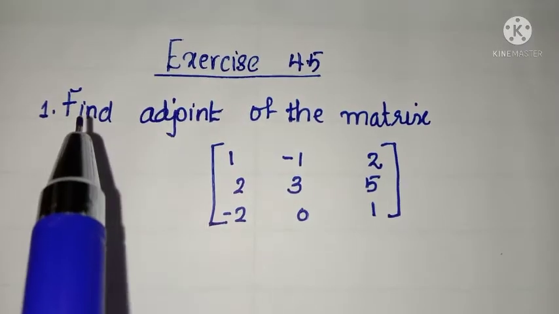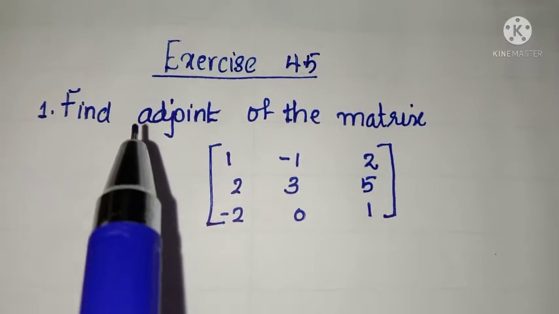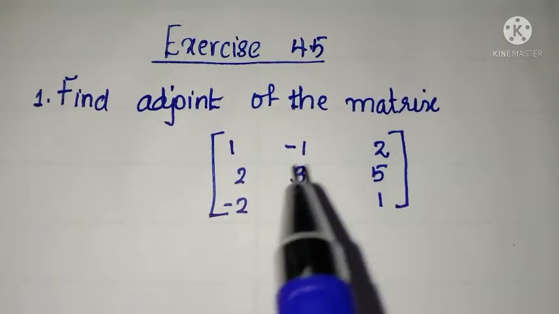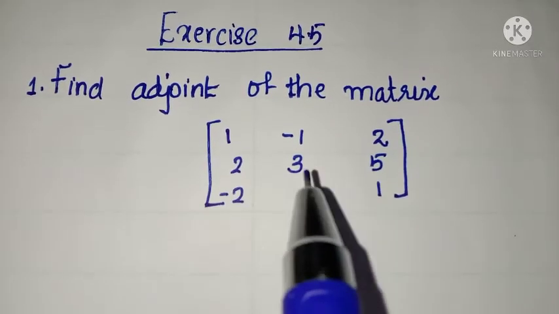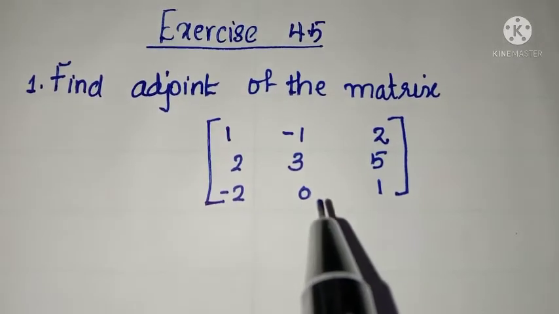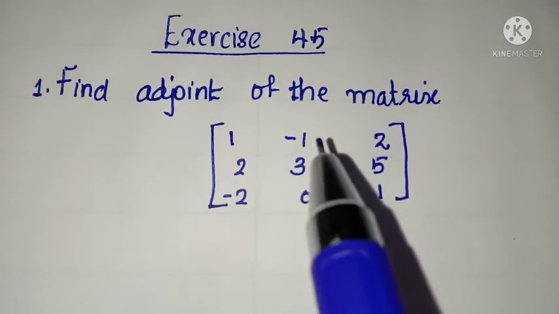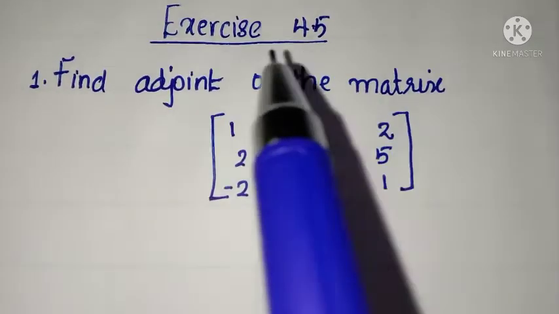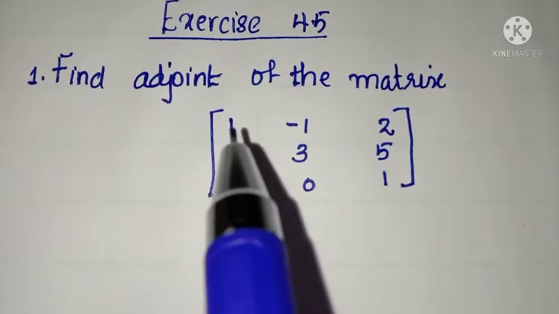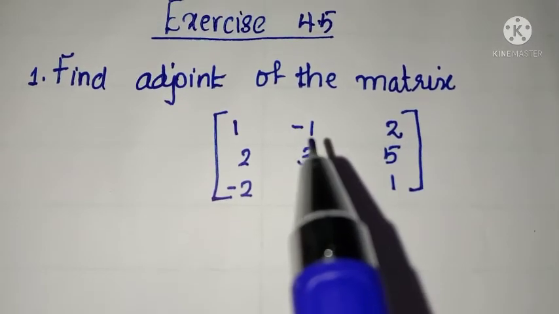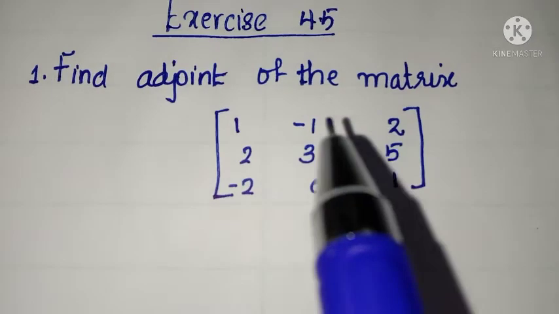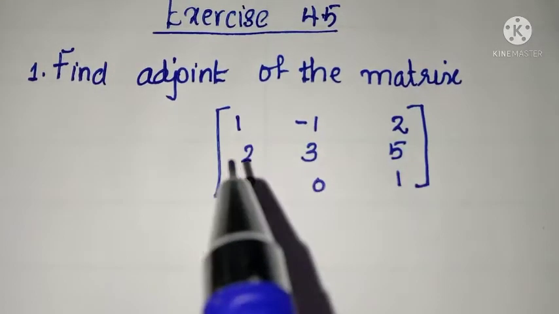Exercise 4.5, first question. Find the adjoint of the matrix 1, minus 1, 2; 2, 3, 5; minus 2, 0, 1. Listen children, to obtain the adjoint of this matrix, we have to find its minor matrix, then its cofactor matrix, then its transpose.